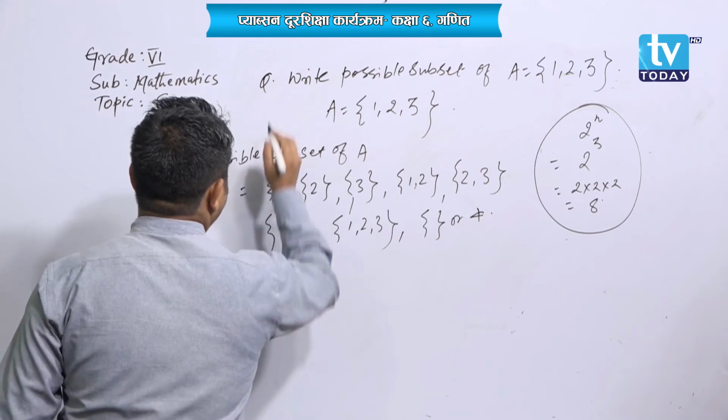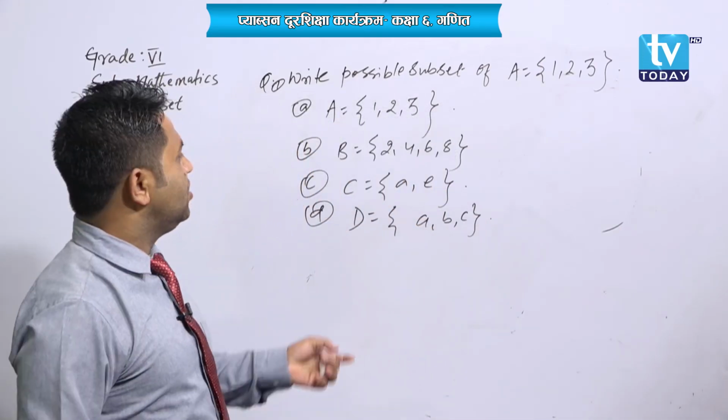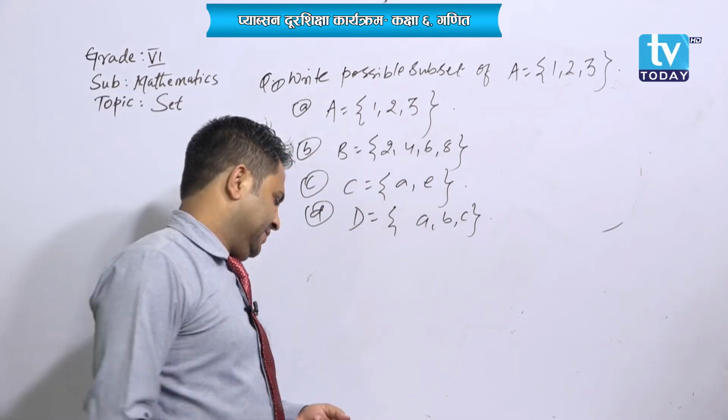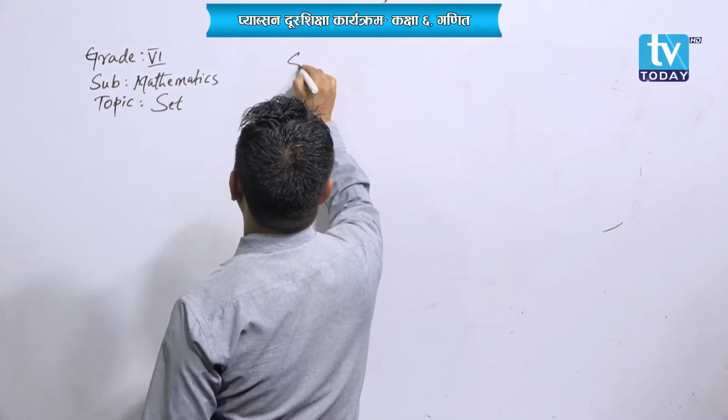Now write question number 1. Now question number 2. Please write all the possible subsets of the given set. Alright? Okay. Now another topic we are going to discuss here: set operations.